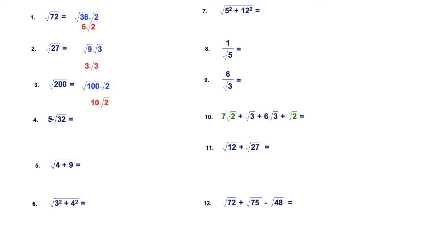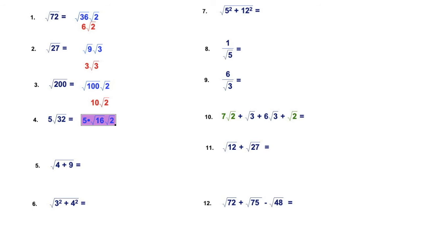Okay, number 4 is already indicating a product of a whole number and a radical. But that radical can get simpler. You look at that 32 and you say, well, I know it's divisible by 4, it's divisible by 8. Well, if you really look carefully, you'll say 16. That's the biggest perfect square.